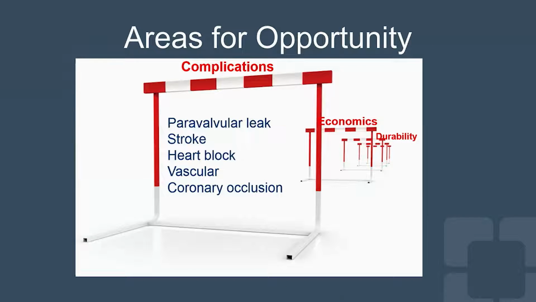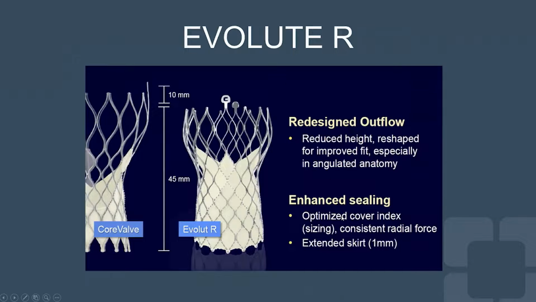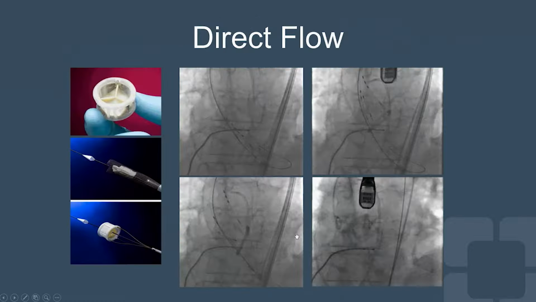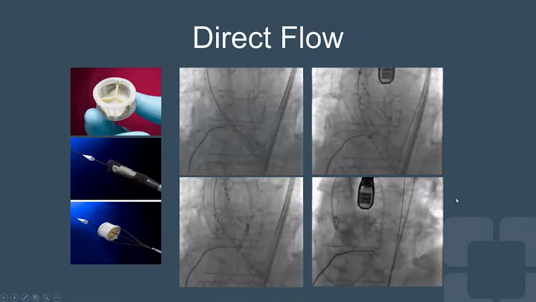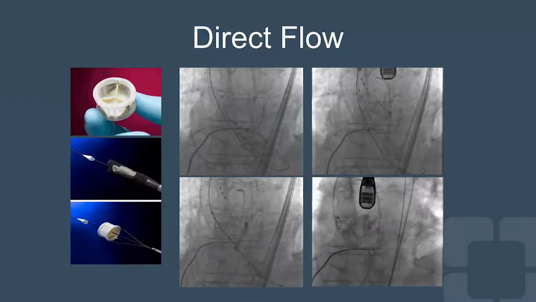Now, looking forward, there are still obstacles for TAVR technology, and some of these include paravalvular leak, stroke, heart block, vascular complications, and coronary occlusion. Some of the newer valves are designed to alleviate these complications. The Evolut R device has a seal zone that goes lower into the ventricle, and that decreases the paravalvular leak. The Lotus system is a different platform, and the Direct Flow is also a different platform. For all the new devices, the goal is to overcome some of the complications associated with the early generation devices that I've previously alluded to in the last few slides.